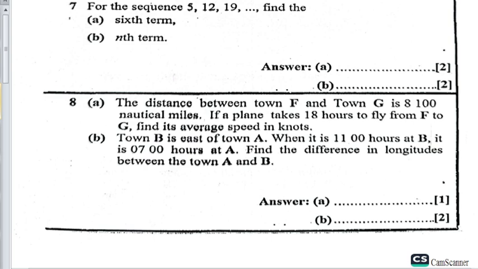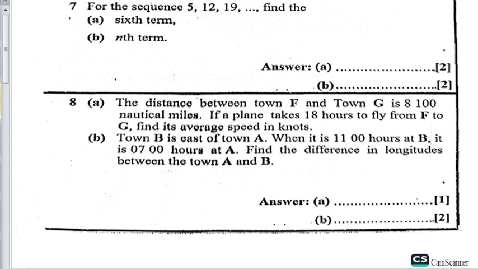So this is a question on sequences. For the sequence 5, 12, 19, find the 60th term, the nth term. The first thing that you should do before you can do anything is to identify the type of sequence it is. Is it an AP? Is it a GP? An AP has got what we call the common difference. What is the difference between 5 and 12? To move from 5 to 12, the difference is 7. What is the difference between 12 and 19? To move from 12 to 19, the difference again is 7. So this one has a common difference.